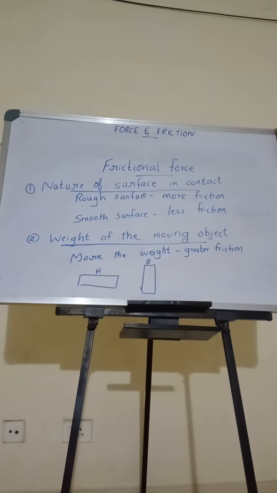Two boxes A and B of the same weight are placed on the ground such that one is placed horizontally and one is kept vertically, as shown on the board. Here the area is different in both the boxes but the weight is the same. But the friction acting on them will remain the same. Thus, we can say that when weight remains unchanged, friction is independent of the area of surface in contact.